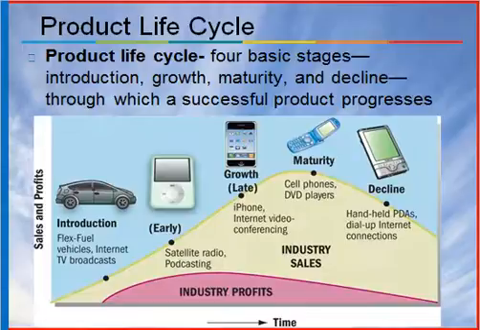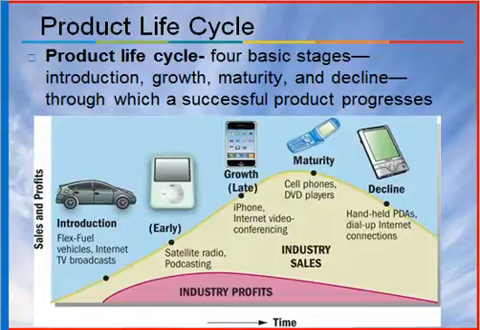Once a product is on the market, it usually goes through the 4 stages of the product life cycle. The product life cycle is a tool that marketers use to help guide marketing strategies. The life cycle helps marketers anticipate developments. Sales and profits go through a predictable pattern. The product life cycle includes 4 basic stages: introduction, growth, maturity, and decline.